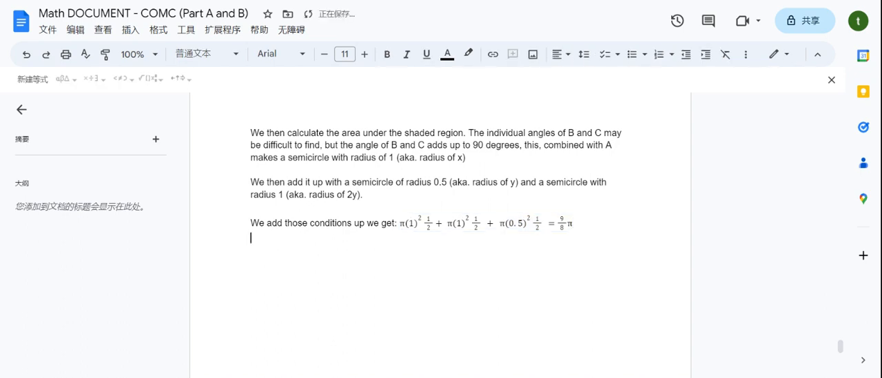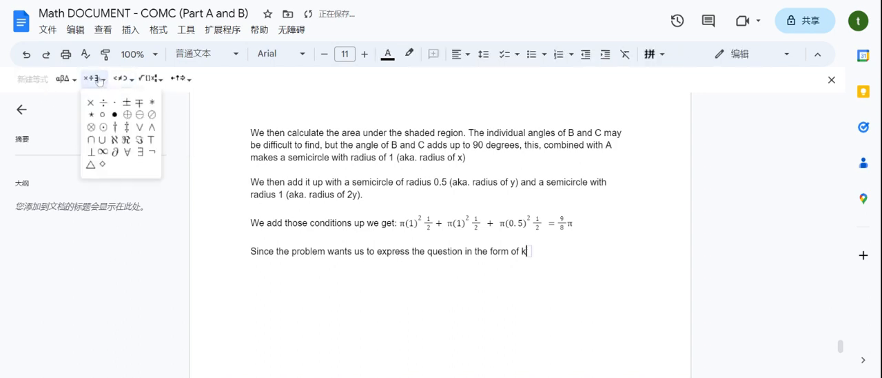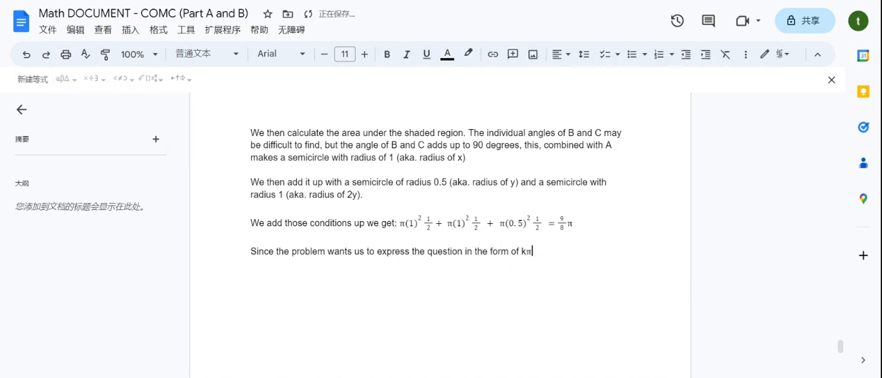Since the problem wants us to express the answer in the form of k pi, where pi is here, here, here, and here, k is equal to 9 over 8, which is the final answer.